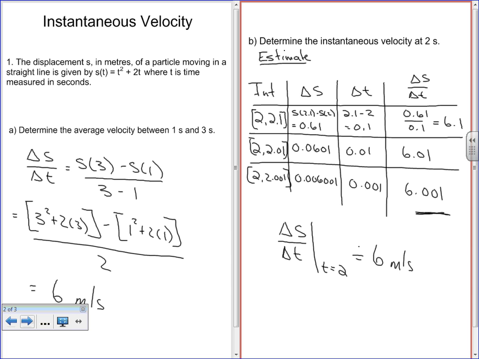Okay? Any questions on that? So basically, this is the essential part of the guide. This is it.